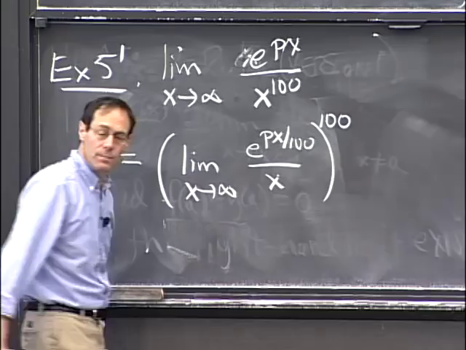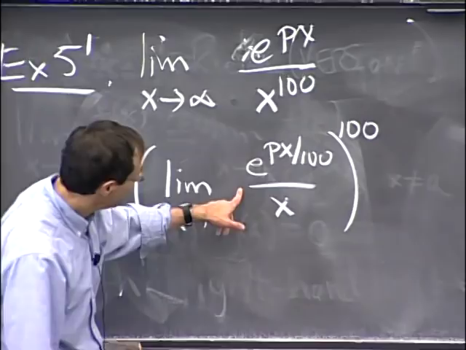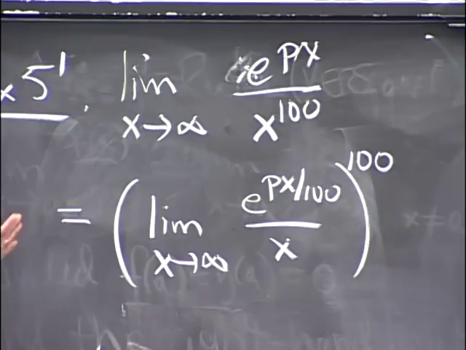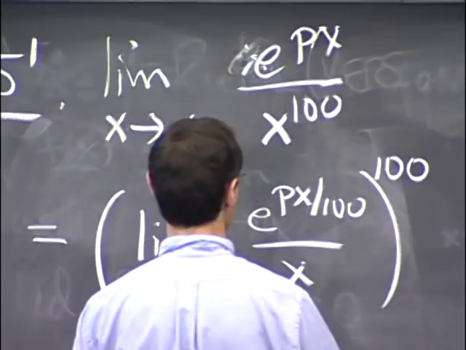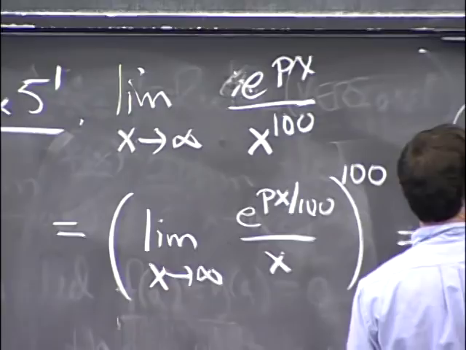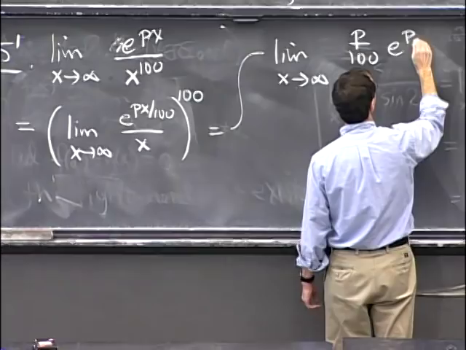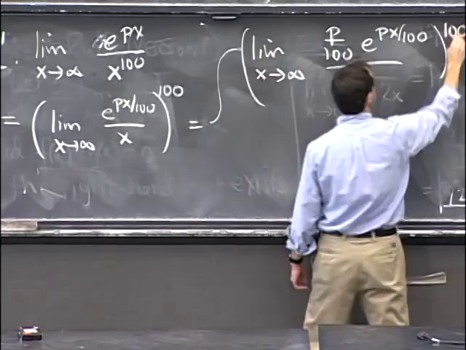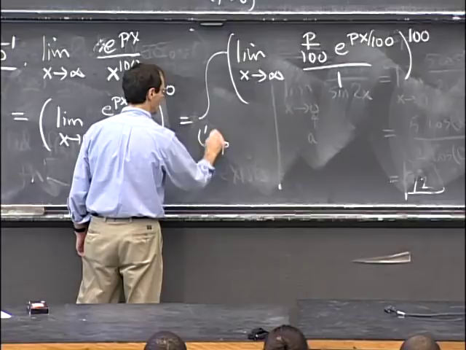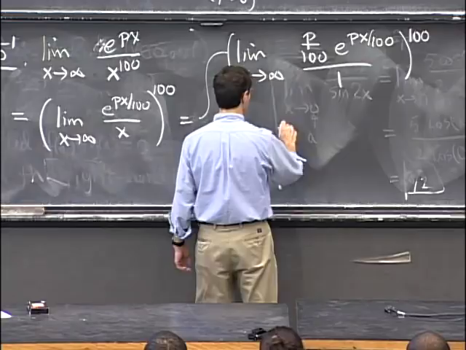All right? So if you do that, then we just have one L'Hopital rule step here. And that is that this is the same as x goes to infinity of p over 100 e to the px over 100 divided by 1, all to the 100th power. All right, that's our L'Hopital step. And of course, that's infinity over 1, to the 100th power, which is infinity.